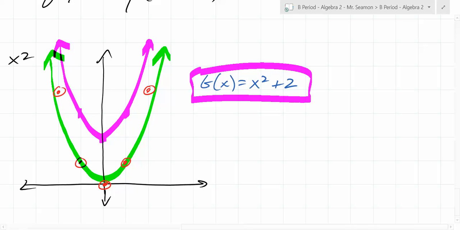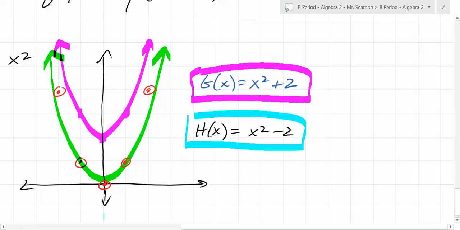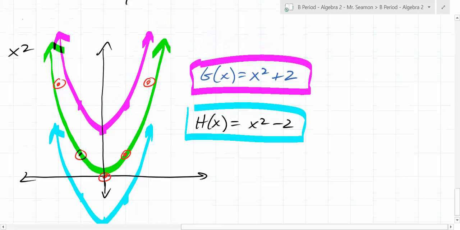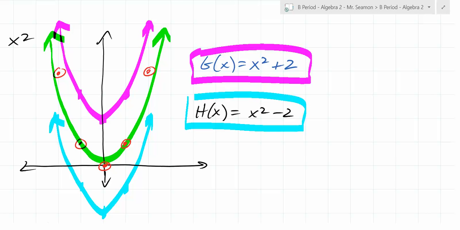What happens if I subtracted 2? What happens if I said, I don't know, h of x was equal to x squared minus 2? What happens there? Down 2. So what does this one look like? Here, here, and there, like this. So if you want to move the function up or down, you add or subtract to the outside of the function. So if I added plus 4, the whole function would go up 4. So if you want to go down 4, you just subtract 4 on the outside.